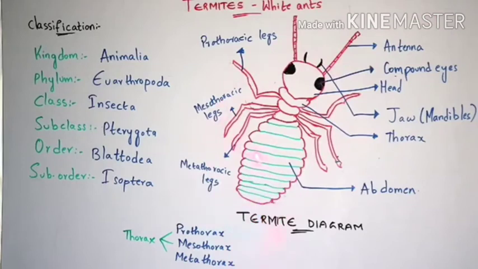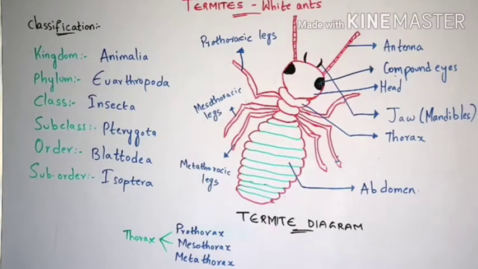So this is the diagram of termites, white ants. The structure of these white ants is very similar to normal ants. Here this is the head part, this is the abdomen part, and within the head part there are compound eyes. The black color ones which I have drawn are known as compound eyes, and here there are mandibles.